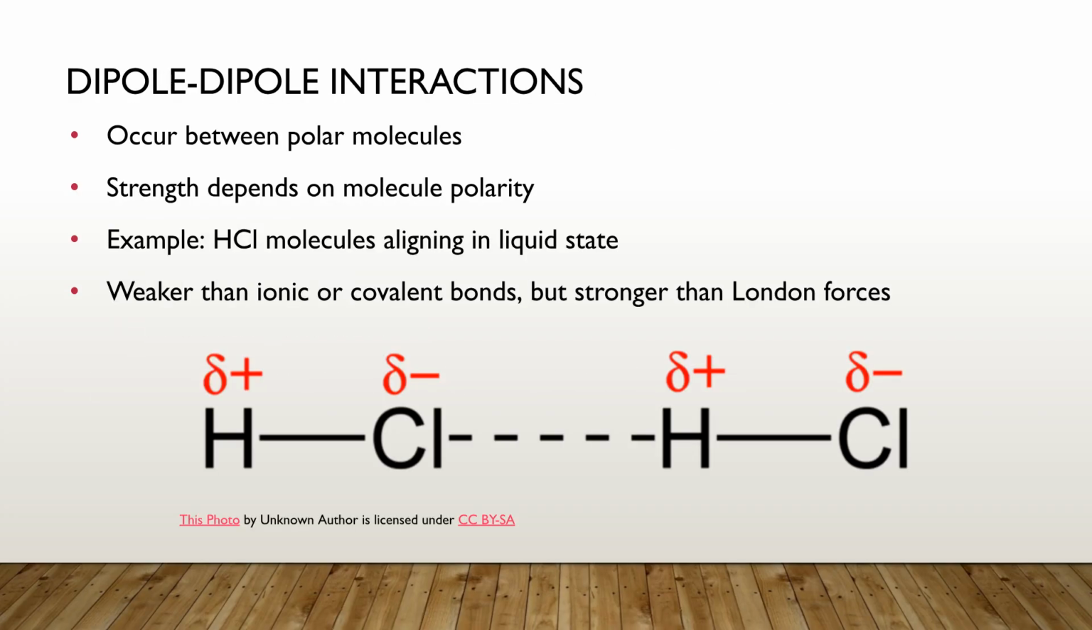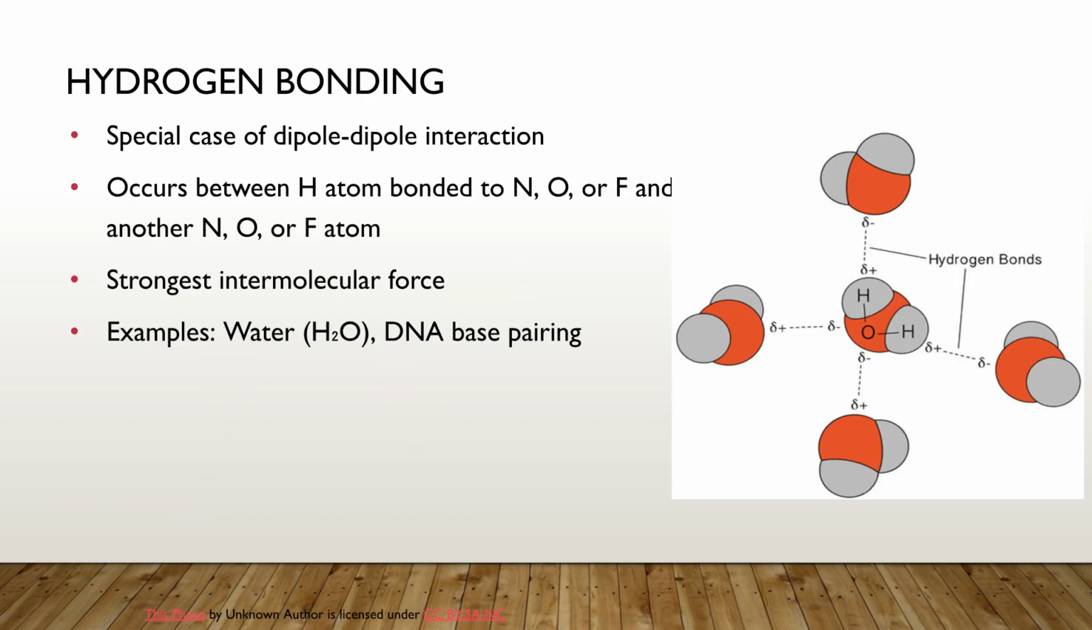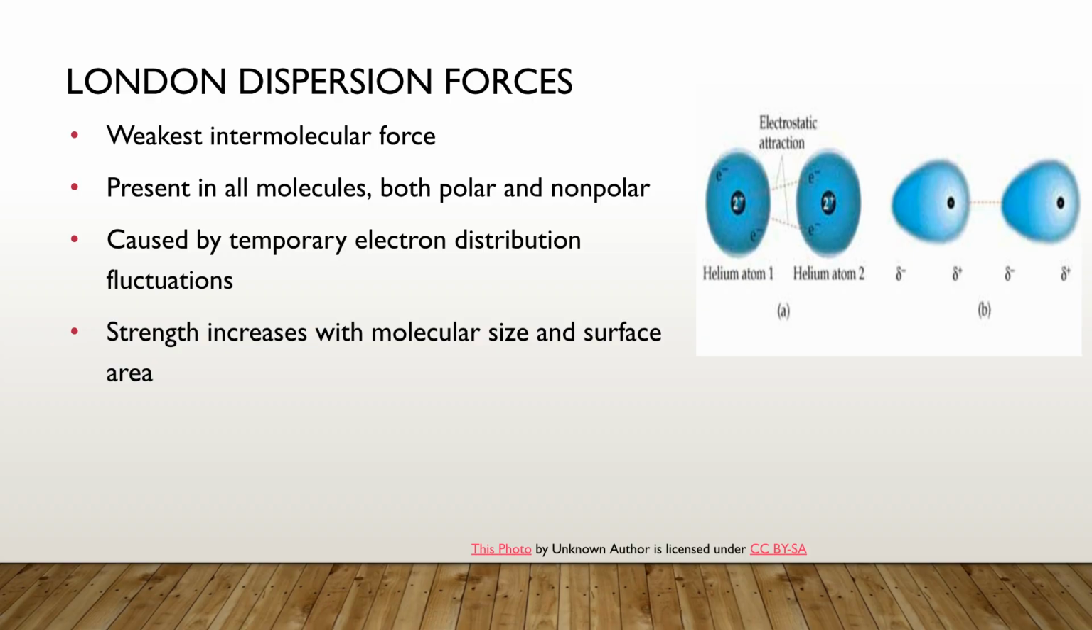Dipole-dipole interactions occur between polar molecules. Their strength is proportional to the molecule's polarity. While weaker than ionic or covalent bonds, they are stronger than London forces. Hydrogen bonding is a special, strong case of dipole-dipole interaction. It happens when a hydrogen atom bonded to nitrogen, oxygen, or fluorine interacts with another highly electronegative atom like N, O, or F. London dispersion forces are the weakest intermolecular forces present in all molecules. They are caused by temporary fluctuations in electron distribution, and their strength increases with molecular size.